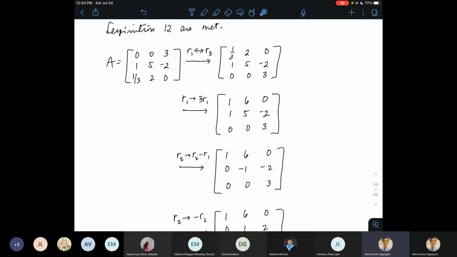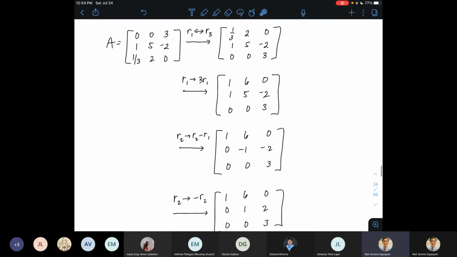Ginagawa ko one ERO lang per line para mas makita natin yung detalye. Okay? Now, at this point, we know that this is our leading entry for the first row. So one of the conditions in definition 12, wala na dapat non-zero element sa ilalim niya. Because if your column contains a leading entry, then all entries other than the leading one should be equal to 0. So I need to force the issue that this is 0 and this is 0.